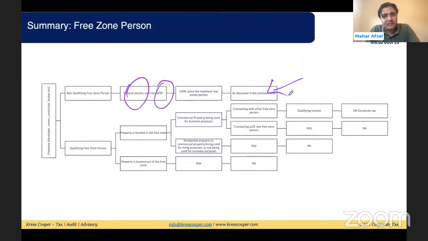But if this is a qualifying free zone person, we look at whether the property is located within the free zone or outside it. If the property is located outside the free zone, we have discussed three exceptions, and it will be straightforwardly subject to tax at 9%. It doesn't matter whether it is a commercial property or a residential property, it is subject to tax at 9%.